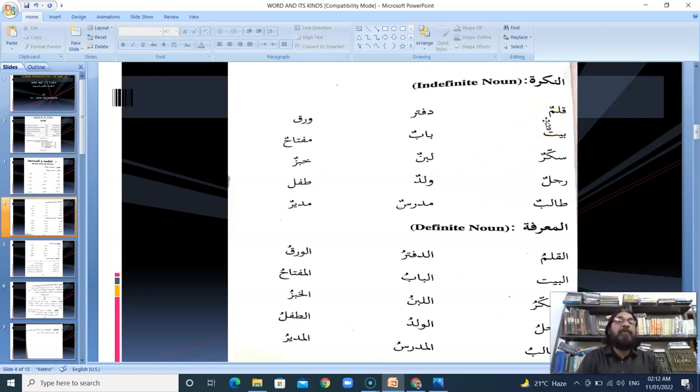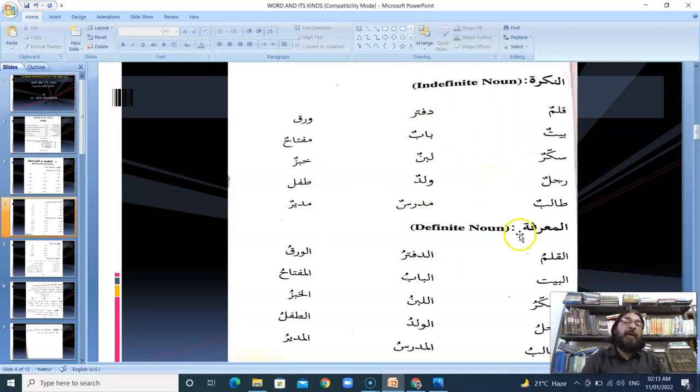Qalamun, a pen, it will be translated as a, any, or little. A pen. Daftarun, a notebook. Waraqun, a paper. Baytun, a house. Babun, a door. Miftahun, a key. Sukkarun, little sugar. Labanun, some milk. Khubzun, a bread. Rajulun, a man. Waladun, a boy. Tiflun, a child. Talibun, a student. Mudarrisun, a teacher. Mudirun, a principal. So these are the common nouns.